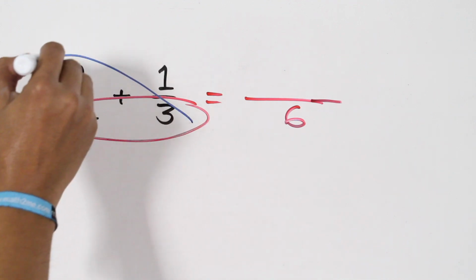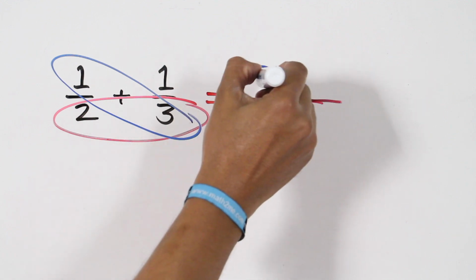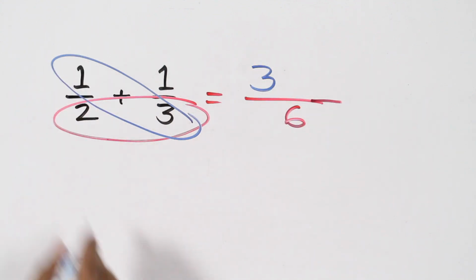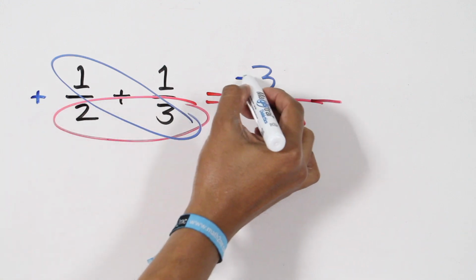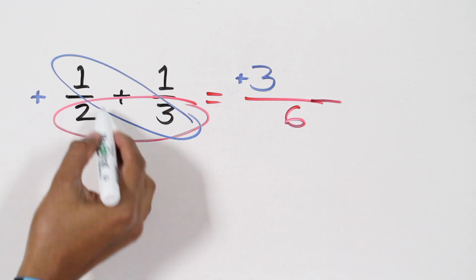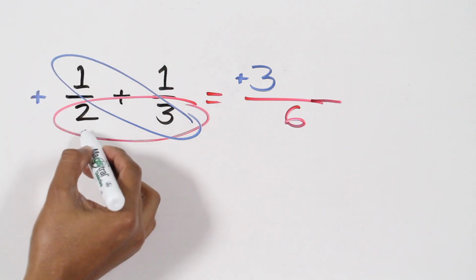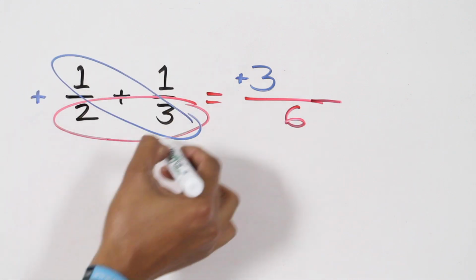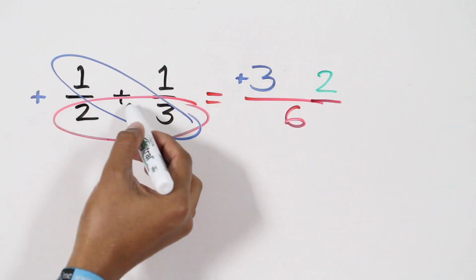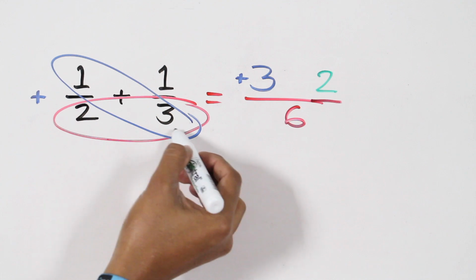In this case, 1 times 3 equals 3. And keep the same sign of the first fraction. In this case, plus. So we write another plus. Step number 3. Multiply the bottom number of the first fraction by the top number of the second fraction. 2 times 1 equals 2. And also keep the same sign of the second fraction.